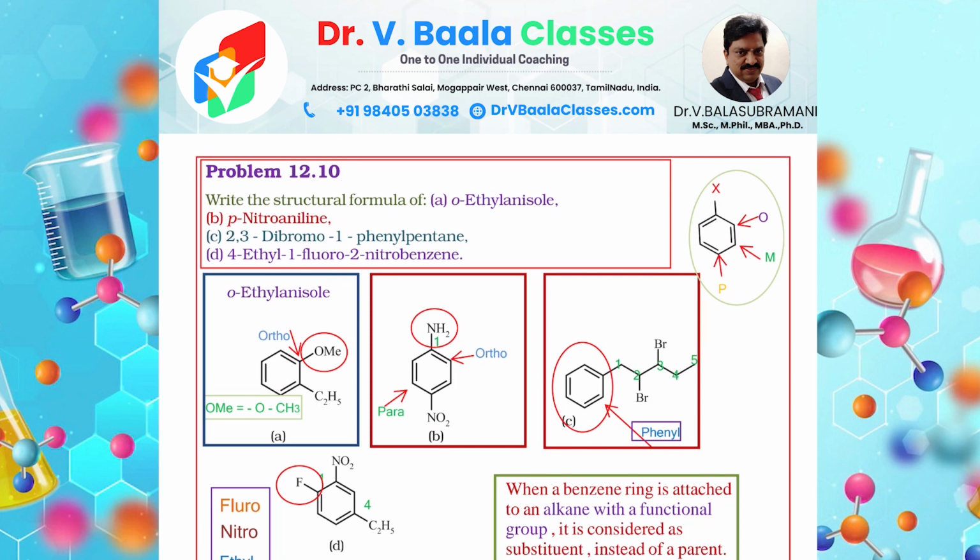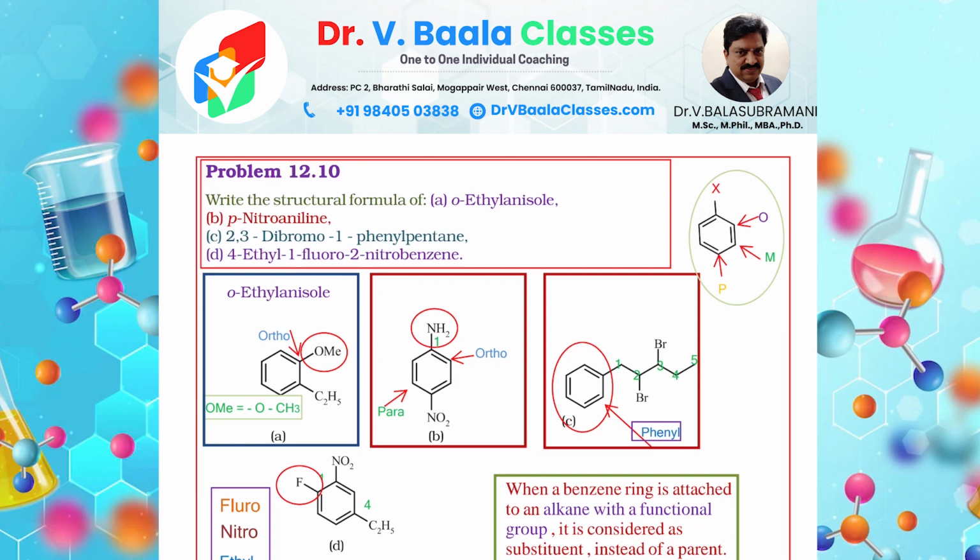Now, from the NCERT book, problem number 12.10. Here some structures are given, and how they are named by IUPAC nomenclature. First, in the benzene ring, if any group is attached at position number 1, the 2 adjacent positions are called ortho. The one opposite position is called para. In between 2 positions, that is called meta. That is why this is ortho adjacent, the next one is meta, and opposite is para.